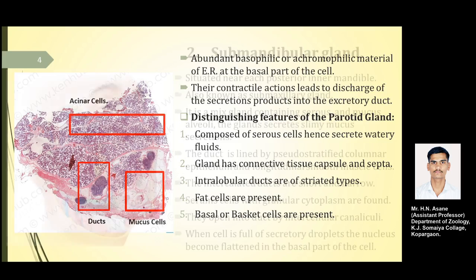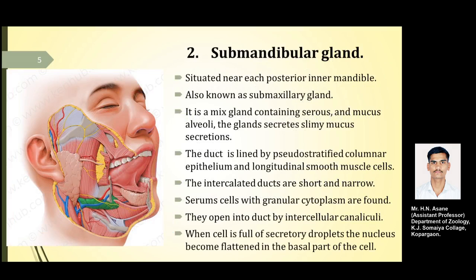Okay, so let's move towards the second gland, the submandibular gland. The submandibular gland is also called the submaxillary gland, which is situated near the posterior inner surface of the mandible. In man, like in other mammals, this gland is a mixed type of gland. What is meant by a mixed type of gland, we will see in the next slide.